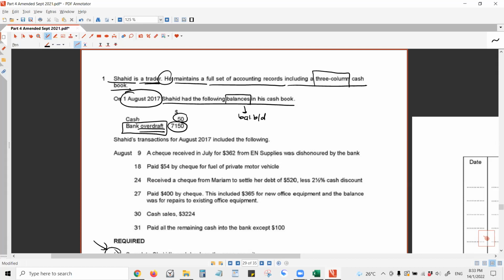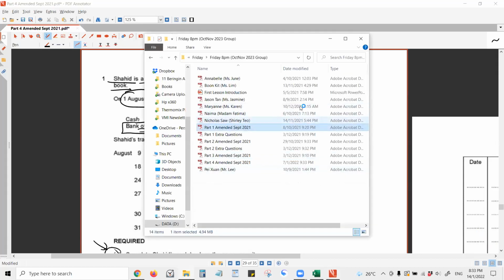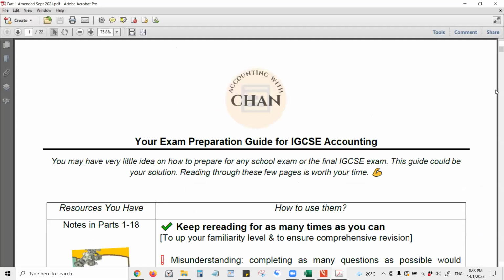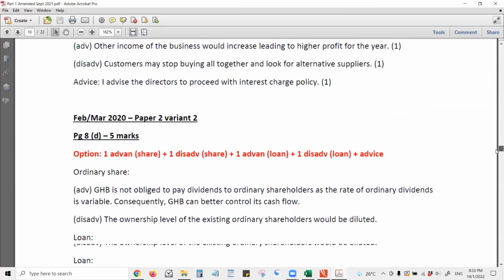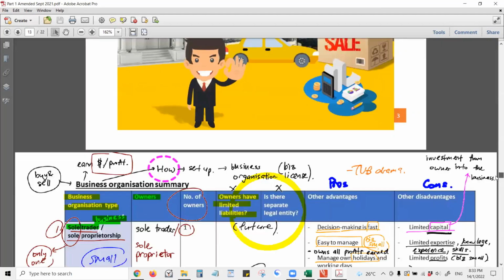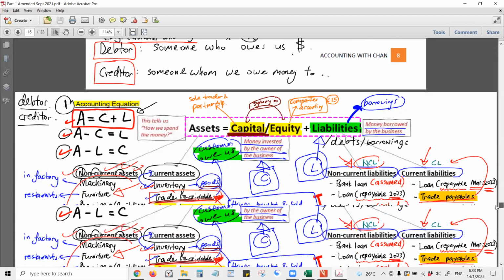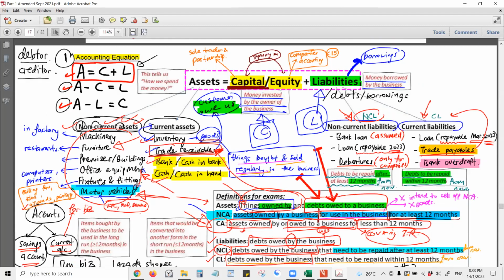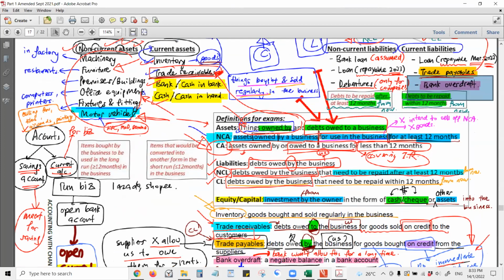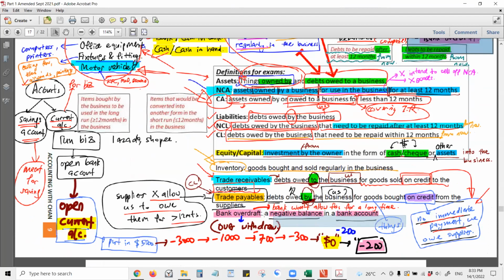You remember? You saw this term in chapter 1, when we were learning what is NCL, what is CL, remember that page? Yeah, here, I know it's very messy, but you focus on the one in pink color on the right hand side. It's a current liability. Bank overdraft, the definition is here: a negative balance in a bank account. You overwithdraw from your bank account, you overspend your money in the bank, and it becomes a negative number.